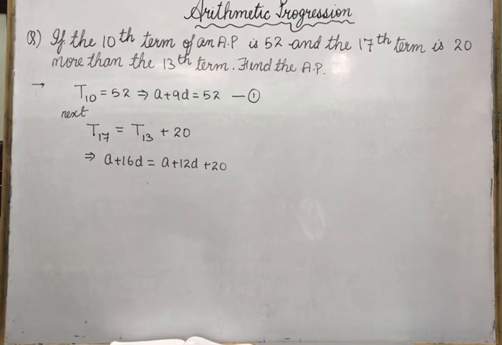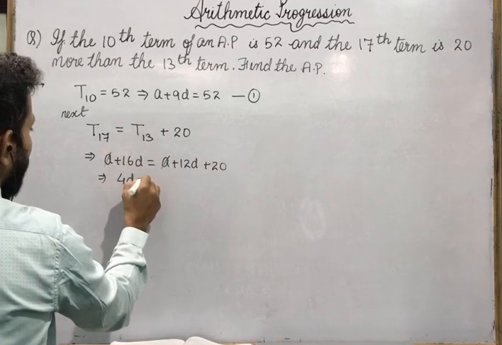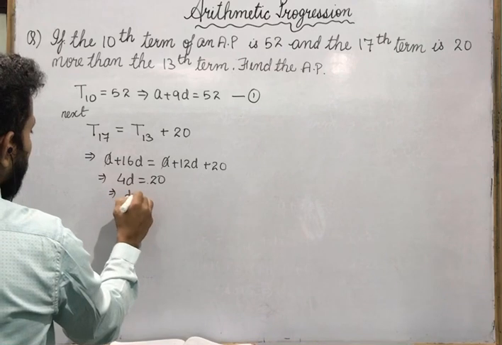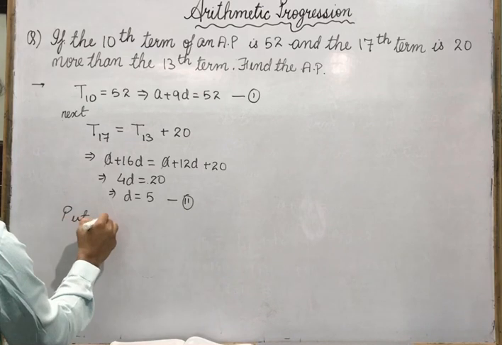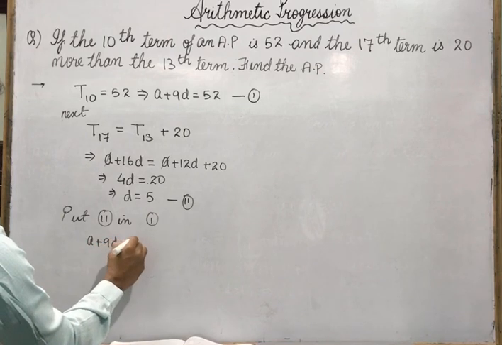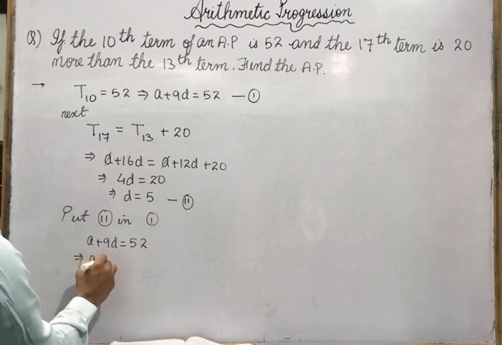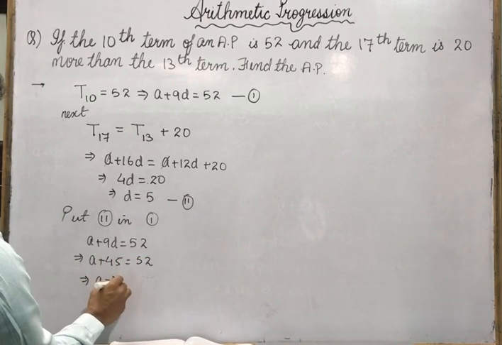Now from here the value of a gets cancelled. So a and a get cancelled. When you solve it, 4d equals 20, d equals 5. Put 2 in 1. So a plus 9d equals 52. So a plus 9 into 5, 45 equals 52. A equals 7. So what is the AP?